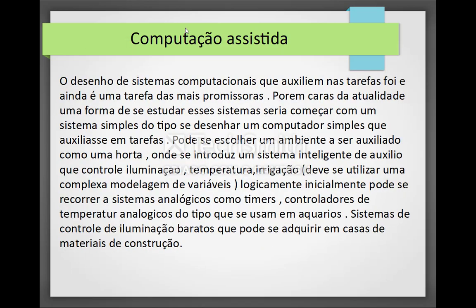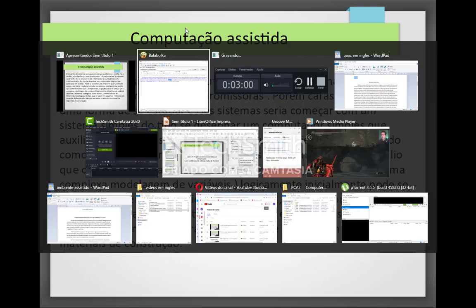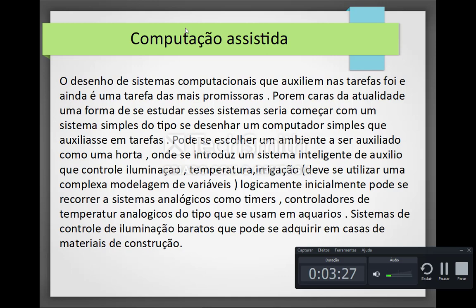The design of computer systems to assist in tasks was and still is a most promising task. However, guys, today, a way to study these systems would be to start with a simple system, like designing a simple computer to help with tasks. It is possible to choose an environment to be helped, such as a vegetable garden, where an intelligent aid system is introduced that controls lighting, temperature, irrigation. A complex modeling of variables must be used.